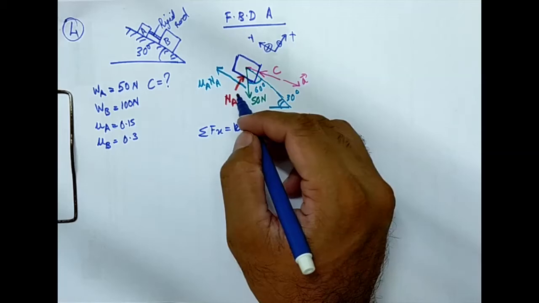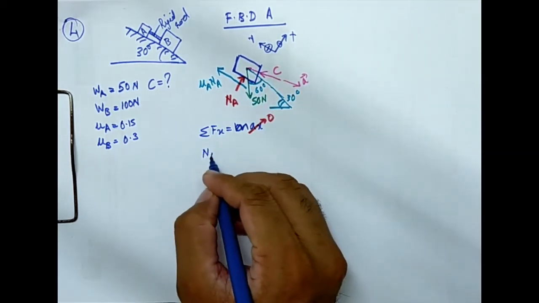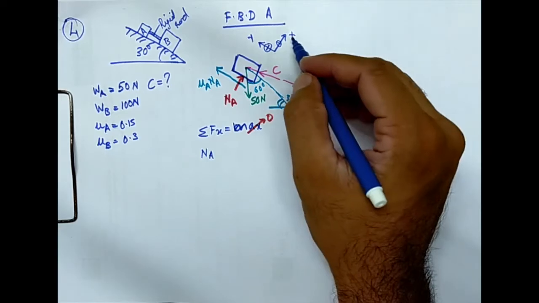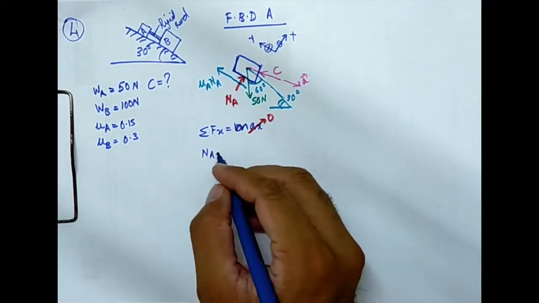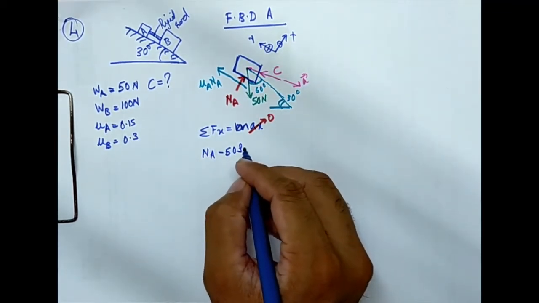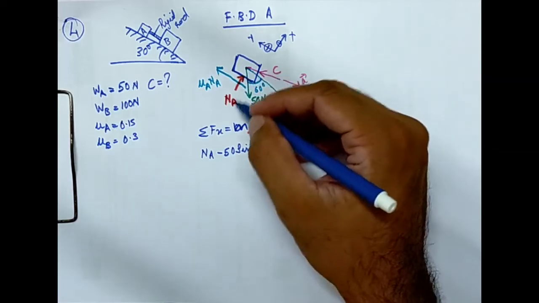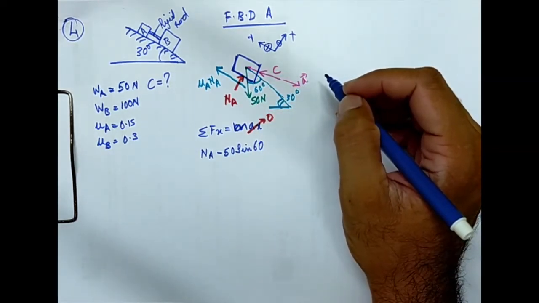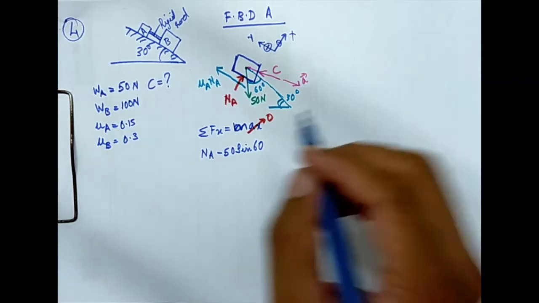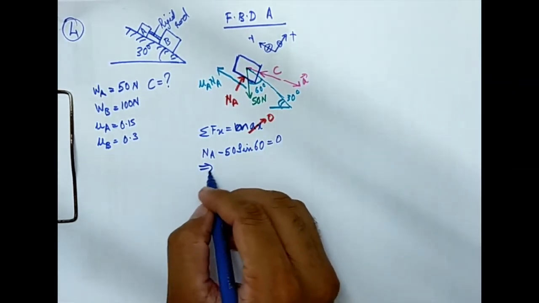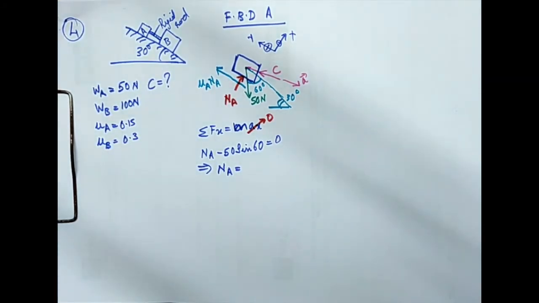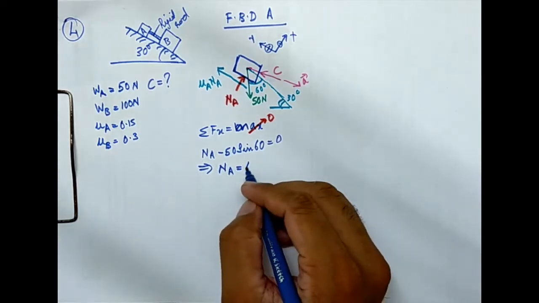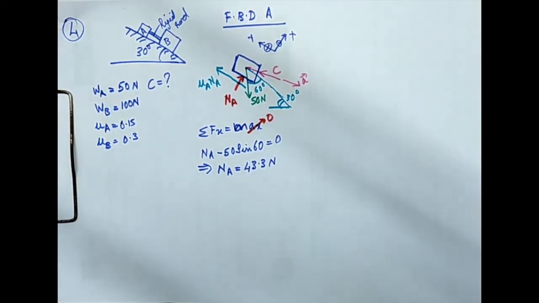Now I can write the different values. So in the x direction I have in A, that upward direction, positive direction, then 50 cos 60 is this, so 50 sin 60 in the opposite direction. So 50 sin 60. Then is there any other force? Nothing is there. Equal to 0, which implies NA is equal to 50 sin 60, which is 43.3 Newton. We got one value.